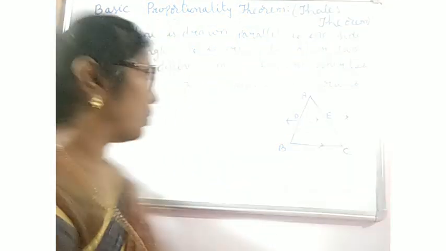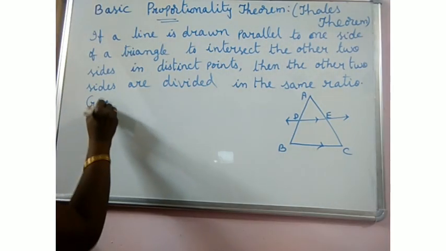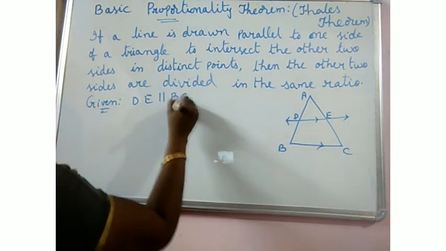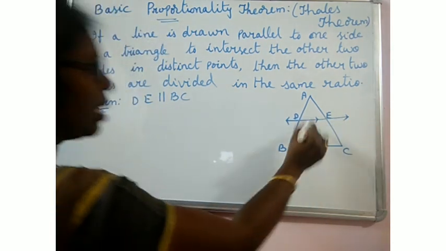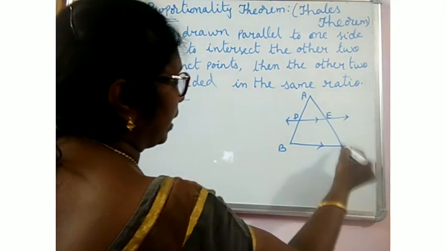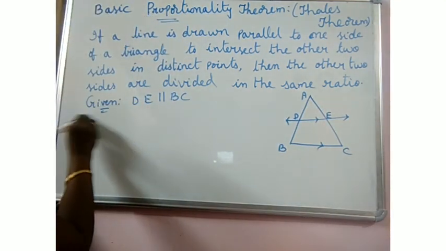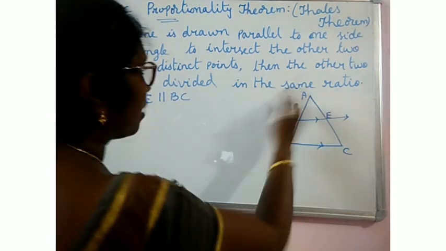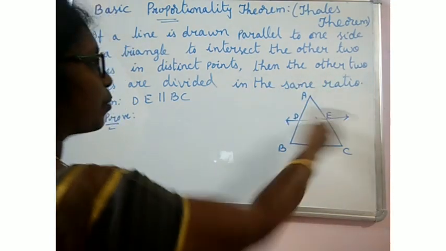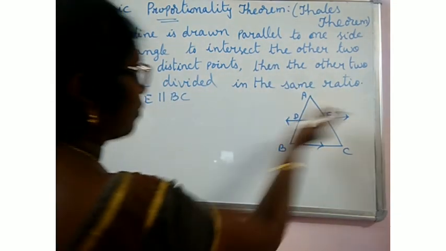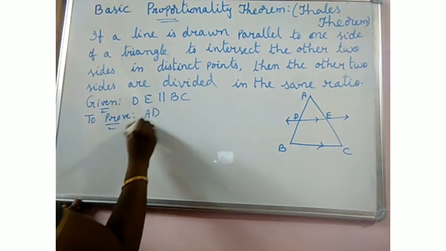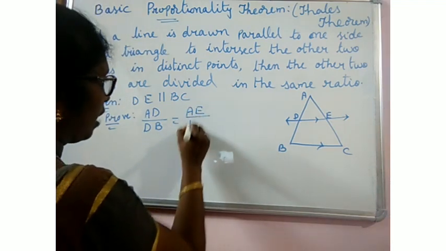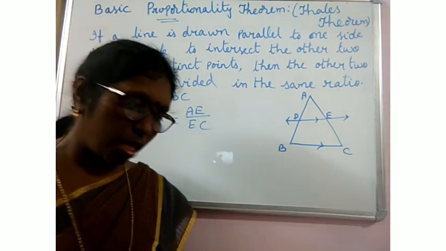That is the theorem. That means what is given is in triangle ABC, DE is parallel to BC, and this line DE is intersecting AB at D, AC at E. That is what is given. And we have to prove that the line divides the other two sides proportionally, or the other two sides are divided in the same ratio. That means AD by DB is equal to AE by EC. That is what we have to prove.